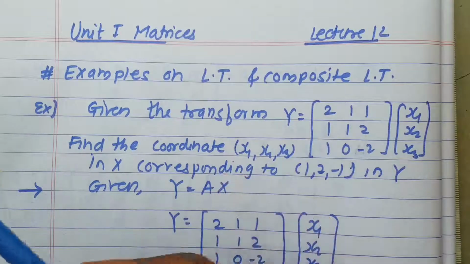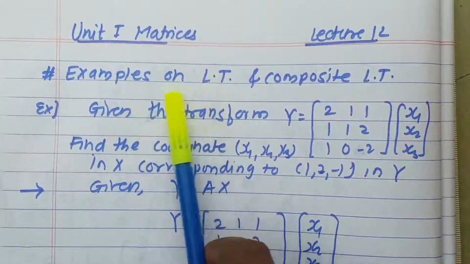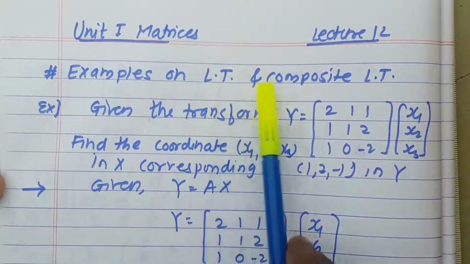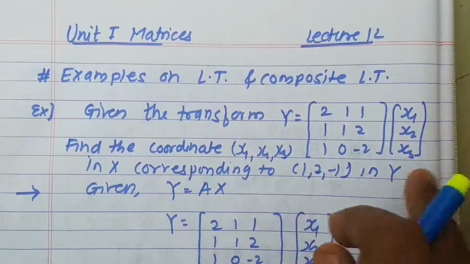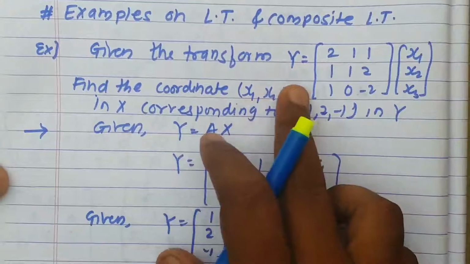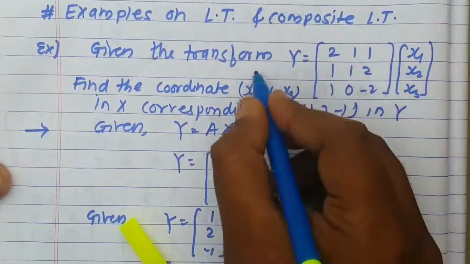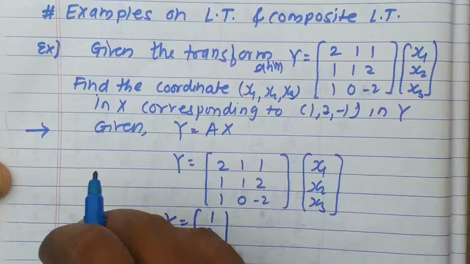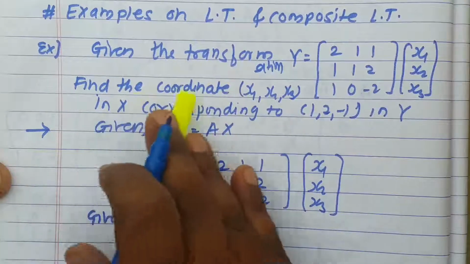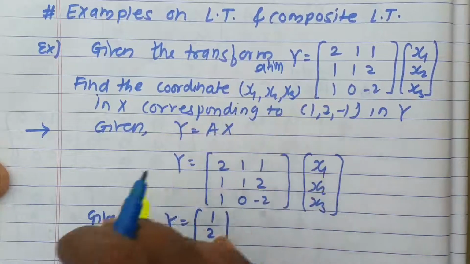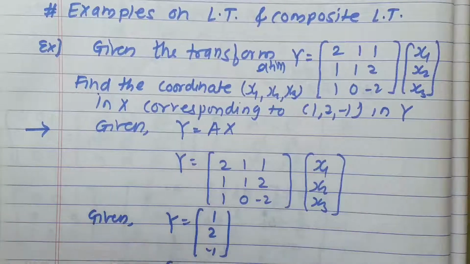In this video, I'm going to cover the examples based on linear transformation, that is L.T., and composite linear transformation. So first example: given the transformation y equal to this matrix into x1, x2, x3, find the coordinates x1, x2, x3 in x corresponding to 1, 2, minus 1, 1 in y.